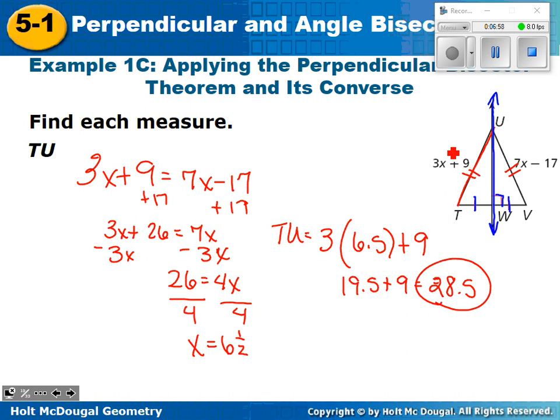Any questions? Was this the perpendicular bisector theorem or was this the converse? They gave you that it was a perpendicular bisector, so it was the perpendicular bisector theorem. If they give you it's a perpendicular bisector, it is that theorem. If you're concluding that it's a perpendicular bisector, it's the converse.